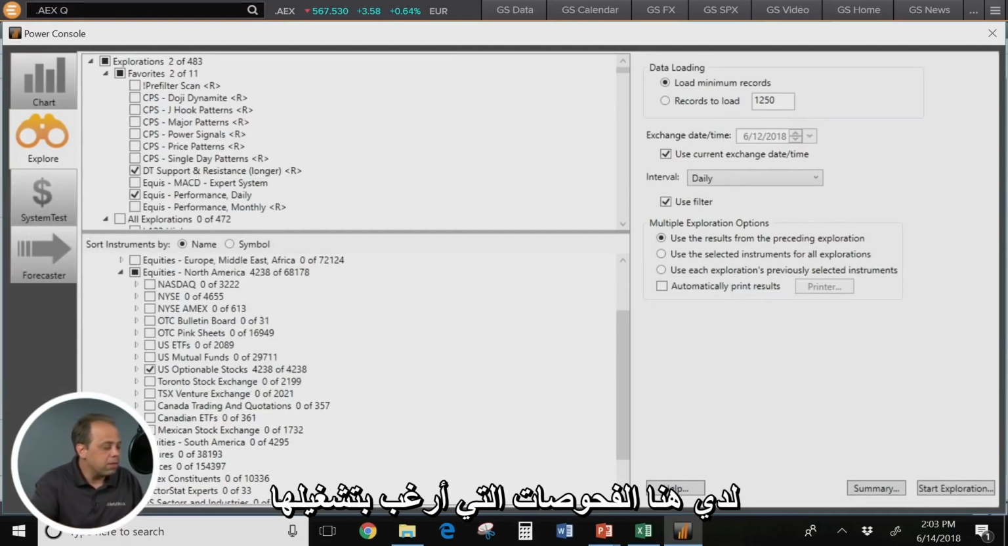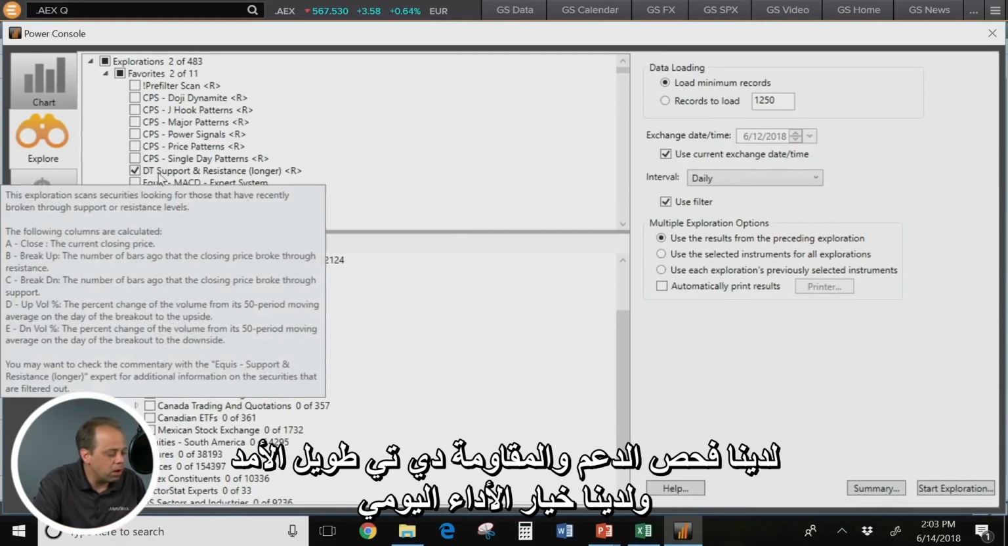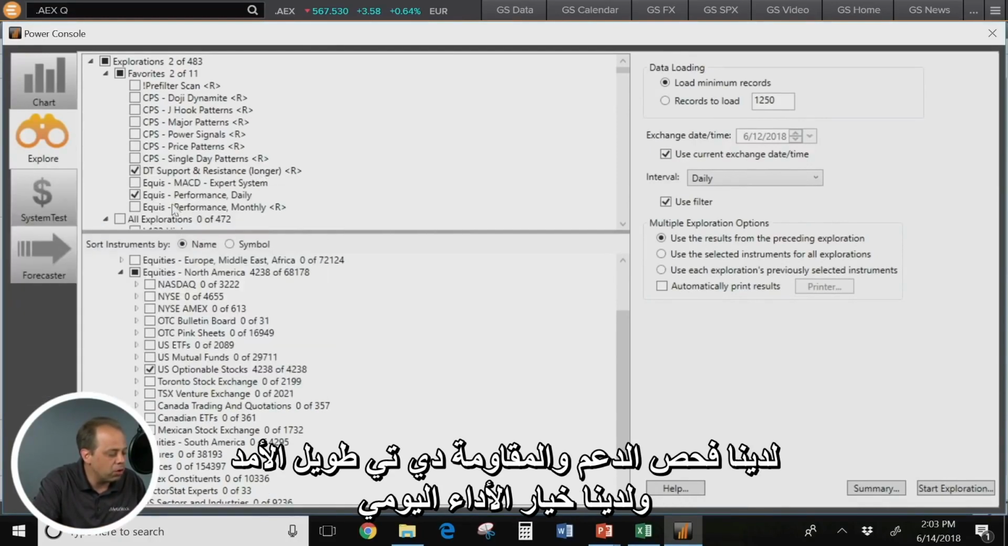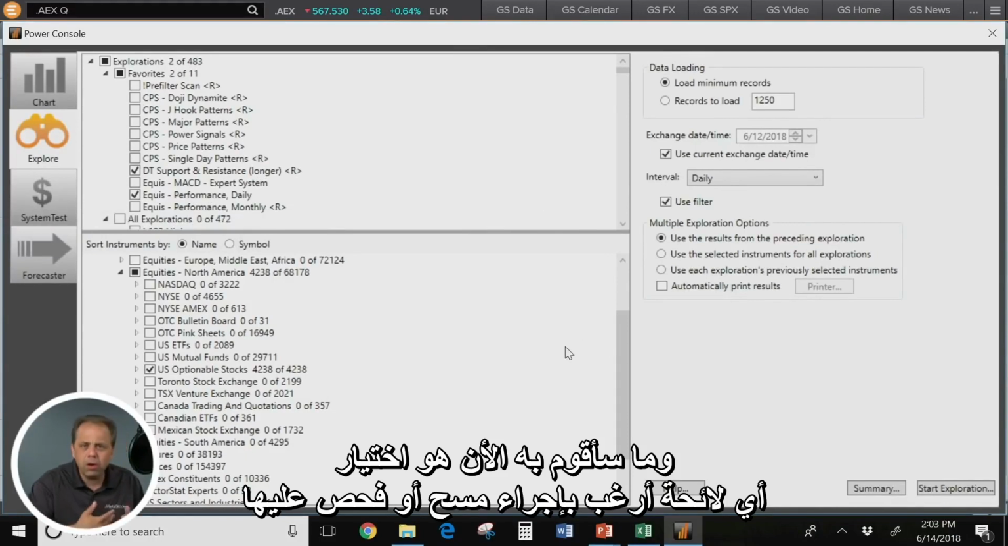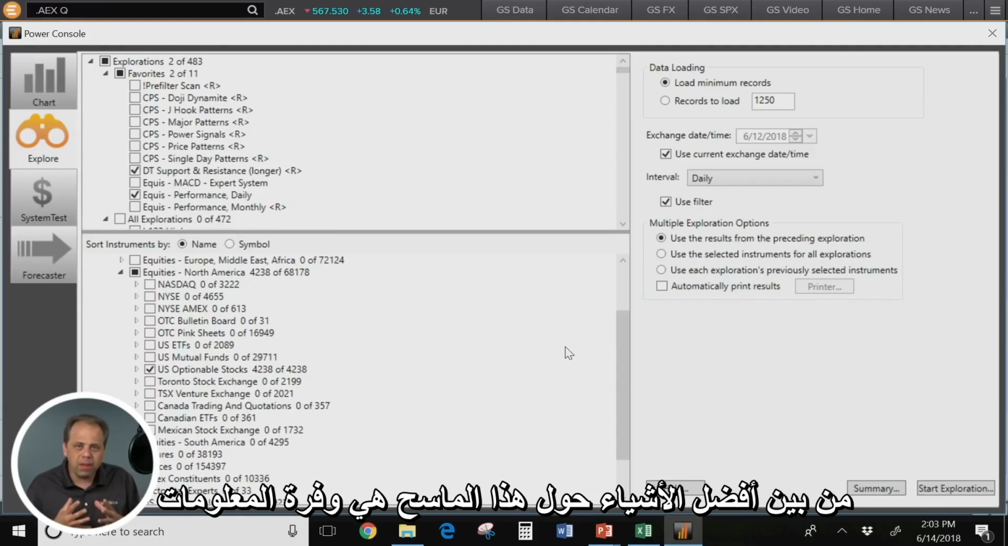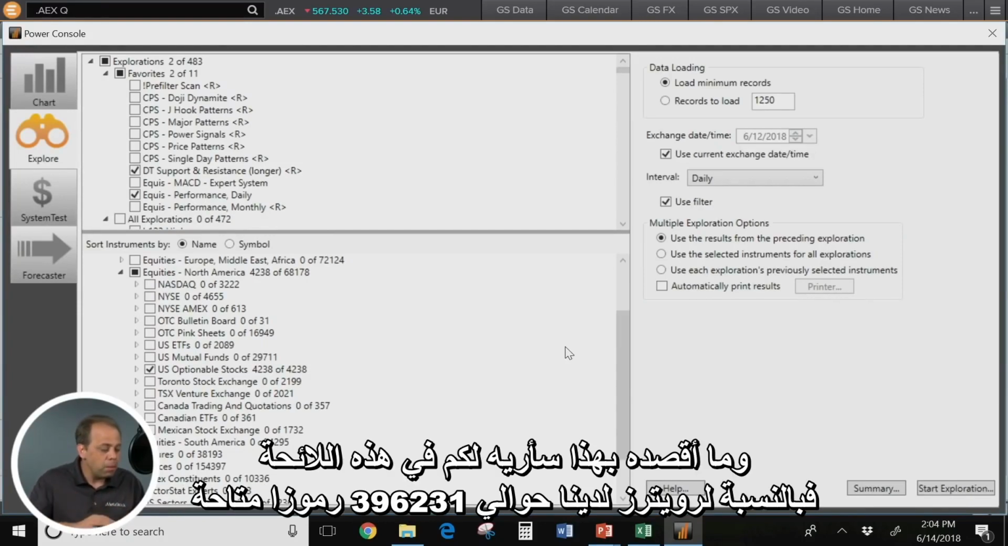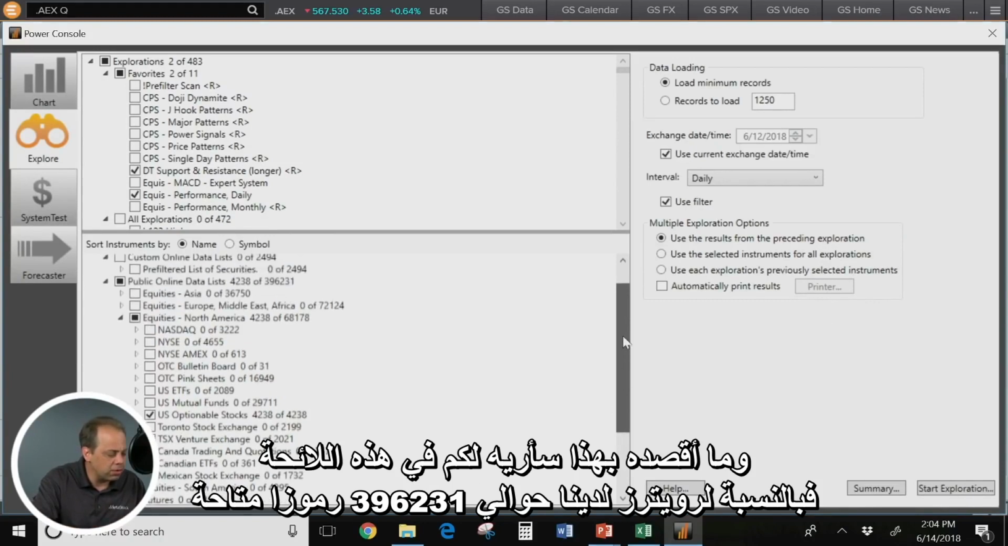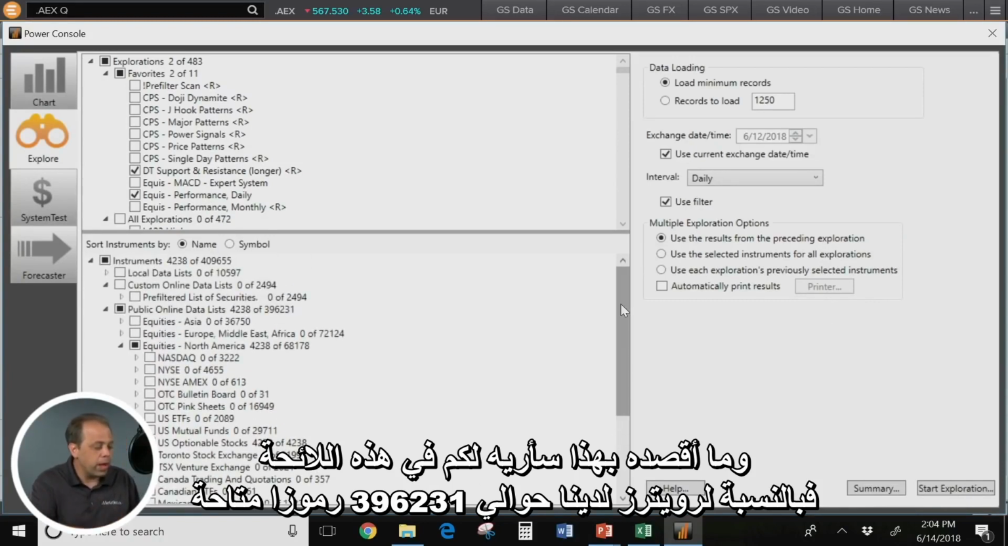So I've got the scans up here that I want to run against: our DT support and resistance long-term and our performance daily. And what I'm going to do down here is select what list I want to scan. One of the best things about the scanner is the availability of data. If I just show you this list, with Reuters, we have about 396,231 symbols that are available.